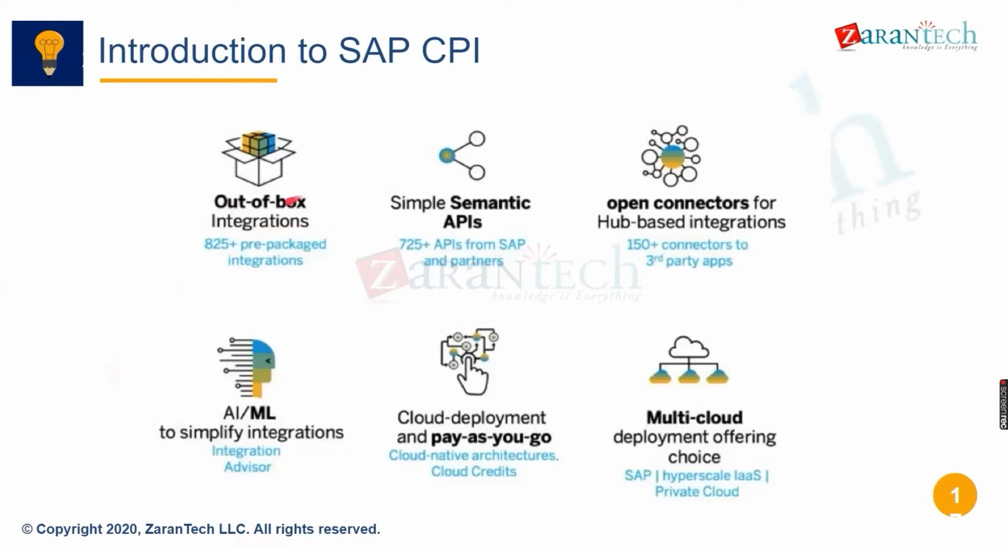Out-of-box integration means something which is already available and you are utilizing the services. We have 825 plus pre-packaged integrations, which are already created by SAP or some third-party vendors. If you want to utilize the same package, then there's no need to create anything. You can directly copy the same integration to your tenant. Likewise, we have 825 plus pre-packaged contents.